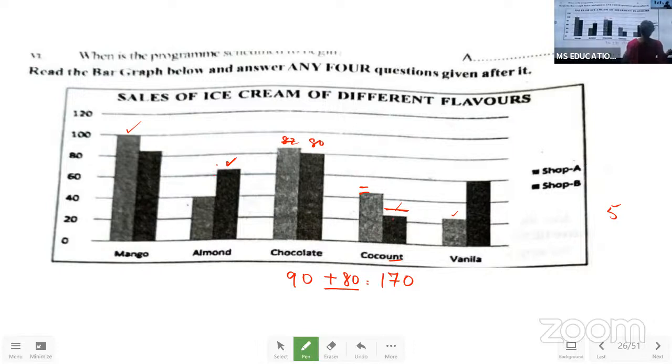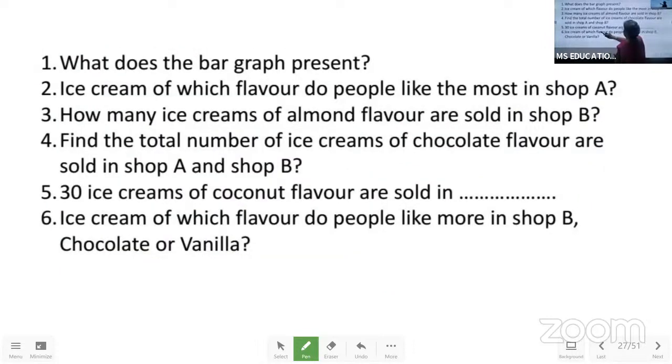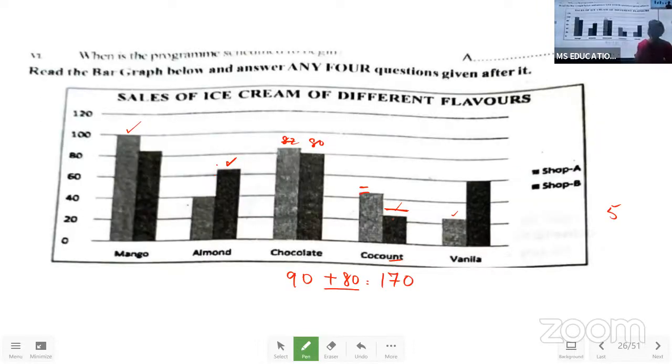Next. 30 ice creams of coconut flavor are sold in shop B. Ice cream of which flavor do people like more in shop B, chocolate or vanilla? So it is chocolate. Vanilla is 60 while chocolate is 80.